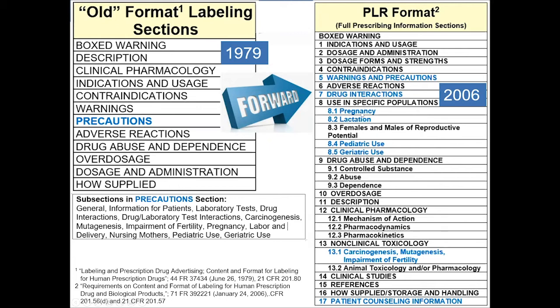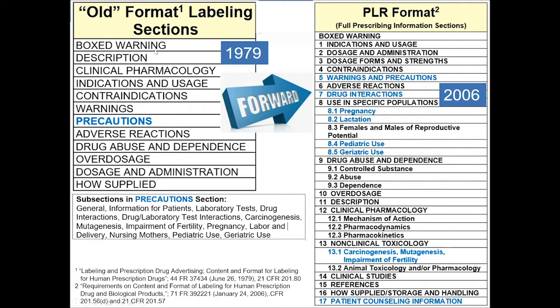Information on specific populations was moved to section 8. We have animal study information, which was moved to section 13, and information for healthcare practitioners to tell patients is in section 17. So you could see how the changes were done from 1979 to 2006. Notice that, as I stated earlier, section 2, dosage administration, is number 2 because it's relatively important.